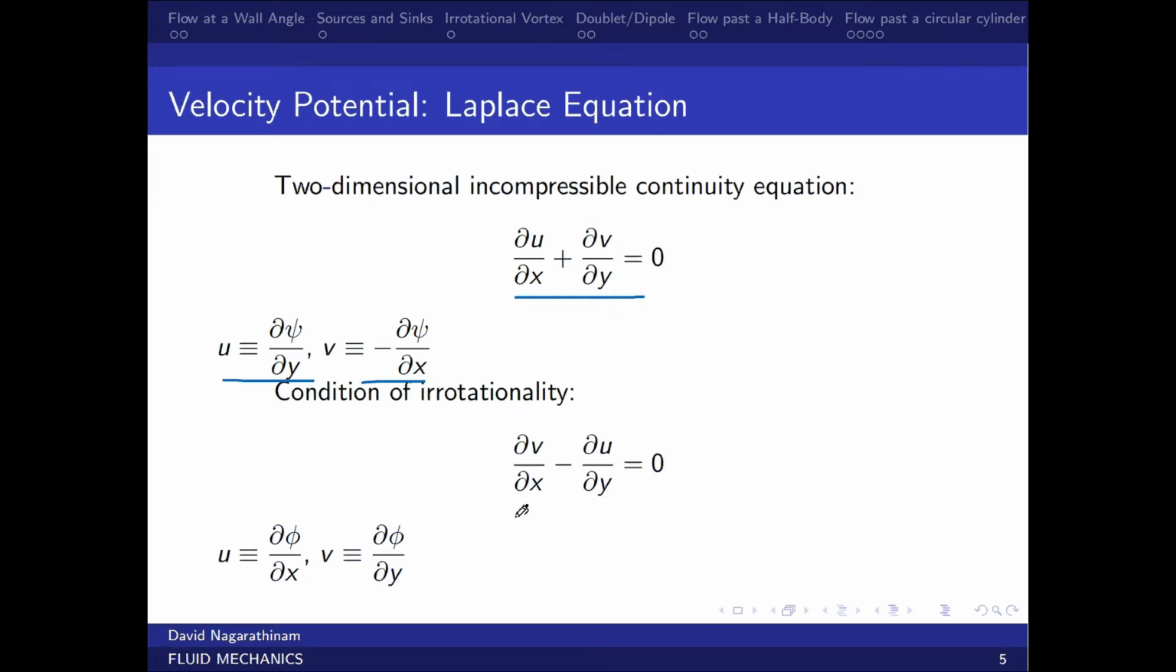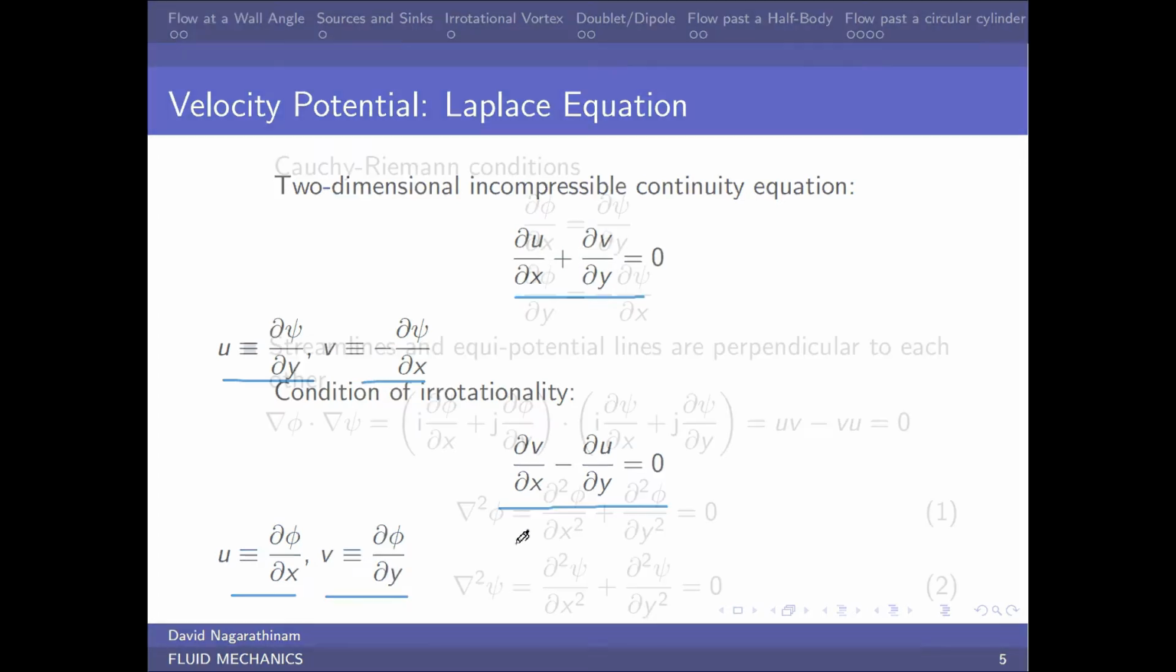And hence, in such a case, the condition of irrotationality becomes of the functional form as shown here, ∂v/∂x minus ∂u/∂y is equal to 0. The velocity component in the horizontal direction is represented by ∂φ/∂x, and the velocity component in the vertical direction is represented by ∂φ/∂y.